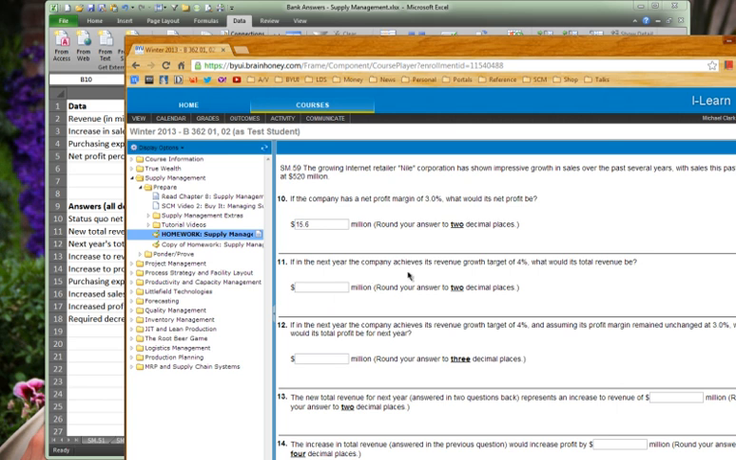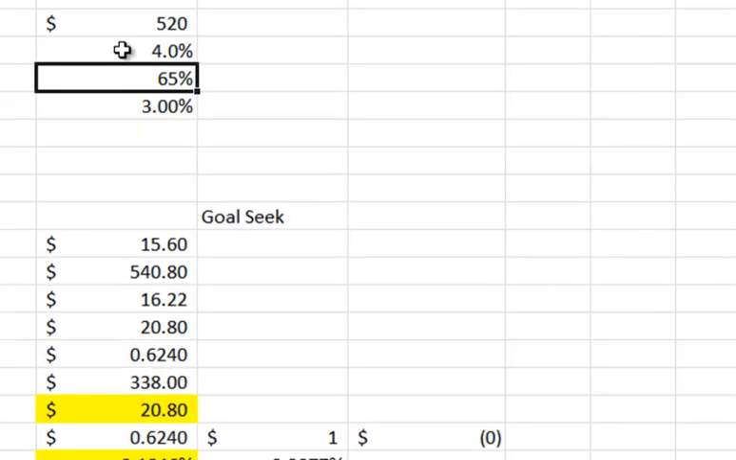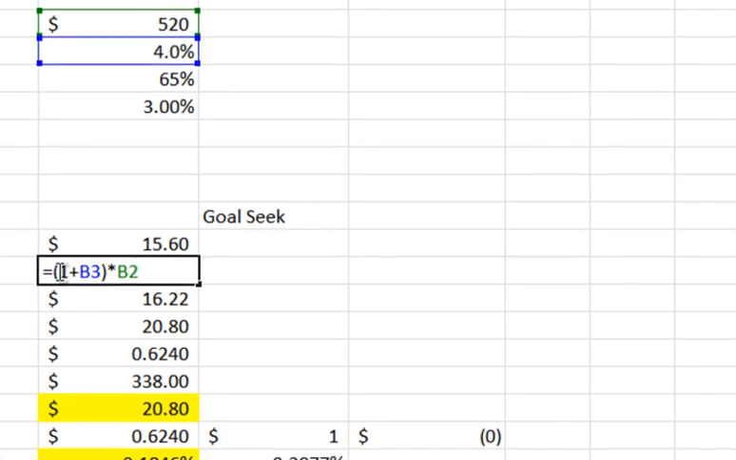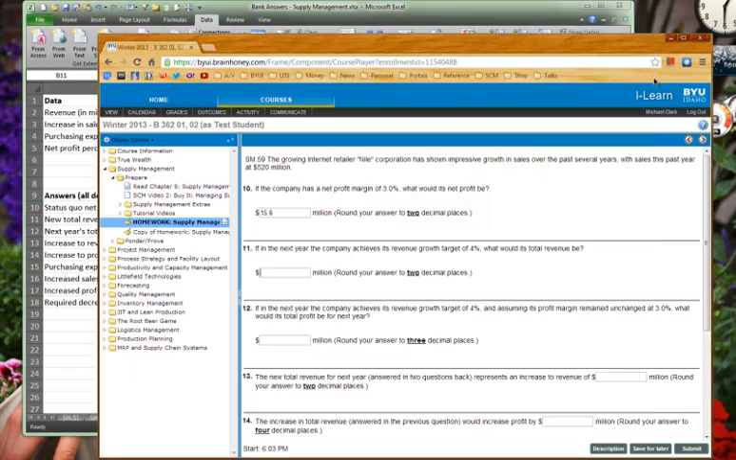If in the next year the company achieves its revenue target growth of 4%, what would its total revenue be? So we have an increase in sales, our target here of 4%. And given that, the revenue would be $540.8 million. We simply take 1 plus the growth rate of 4% enclosed in parentheses and multiply that by the previous year's revenue of $520 million, and that gives us $540.8 million. So we'll just put that here, $540.8 million.